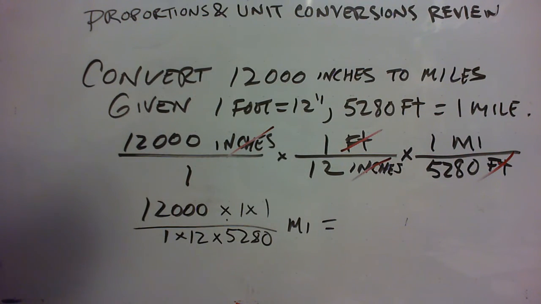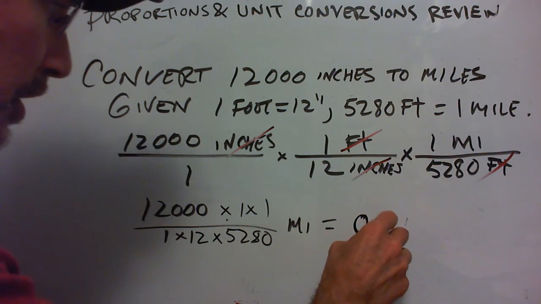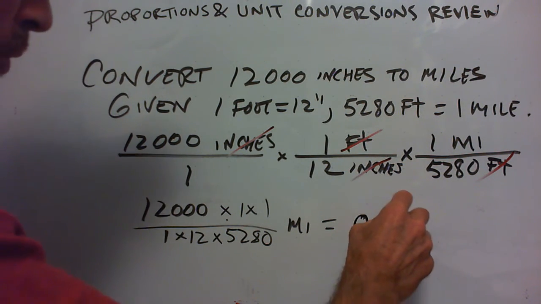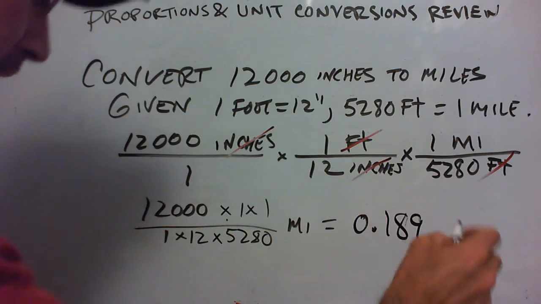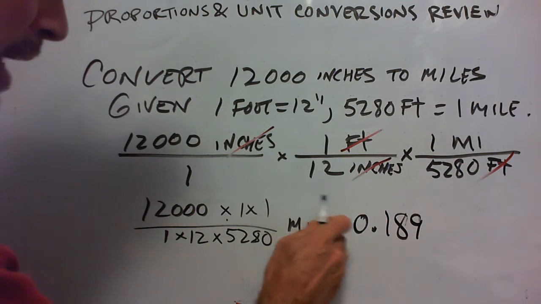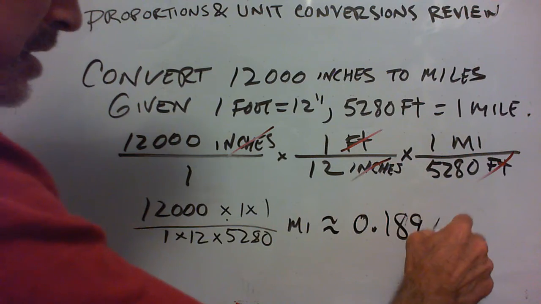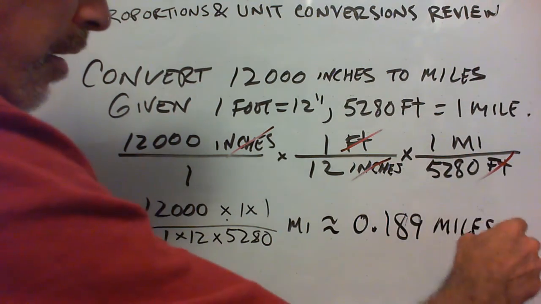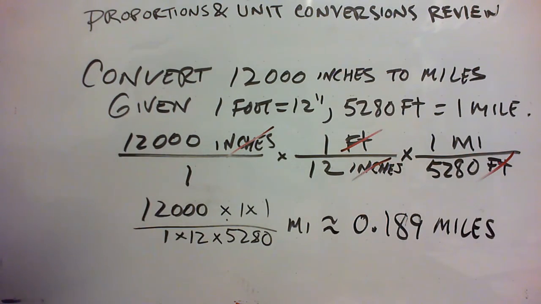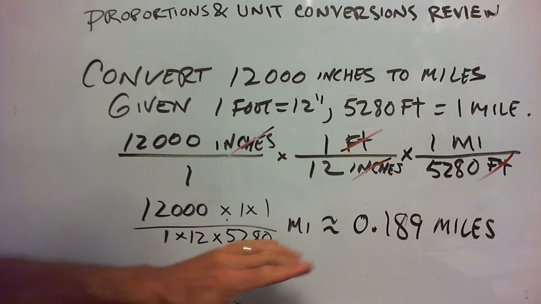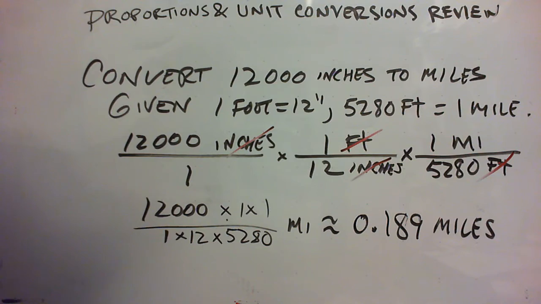And when we do those calculations, we end up with 0.189. We'll just round it to 3 places, miles. And in the problems in the homework, if I don't specify how to round it, however you round it, I'll mark it correct. So don't worry about that.